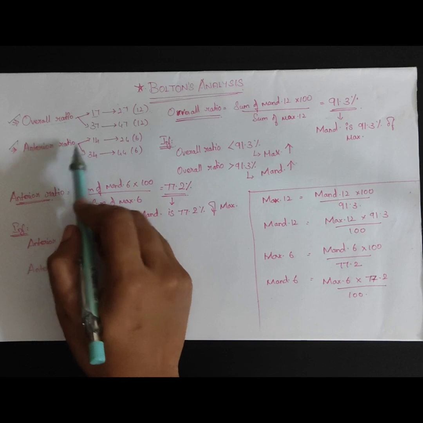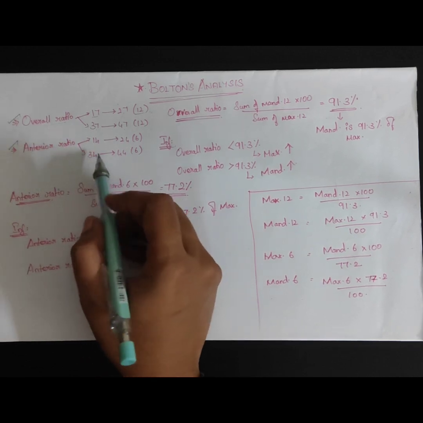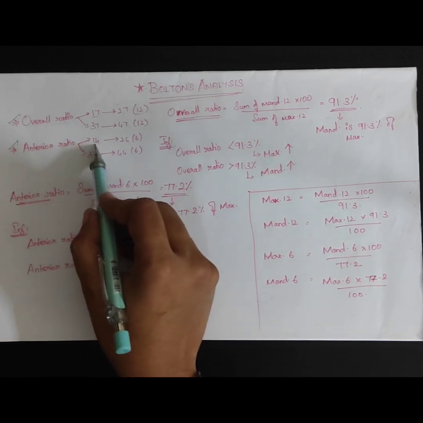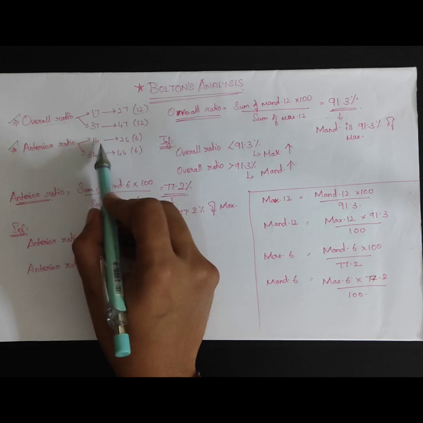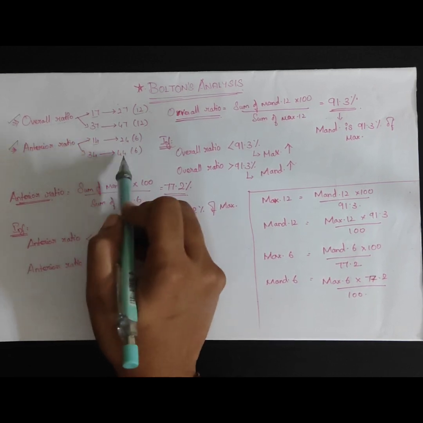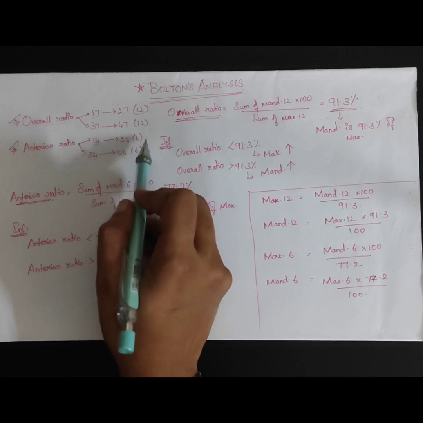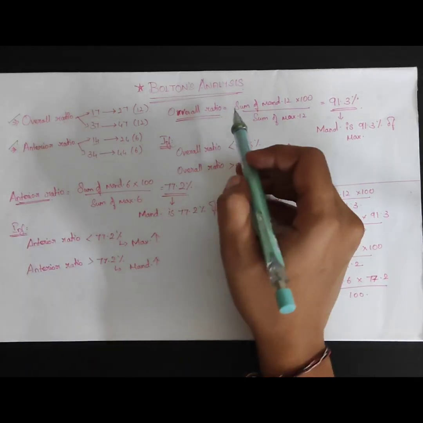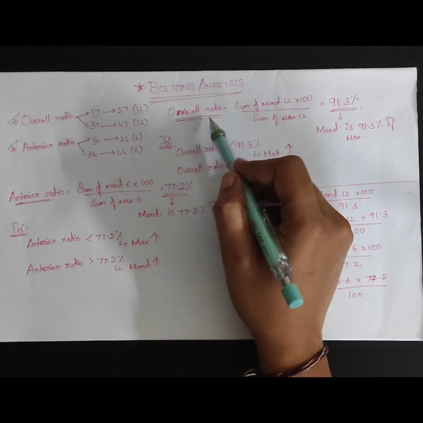For anterior ratio, he has taken tooth that is mesial to the first premolar, permanent first premolar. So that is 14-24 in the maxilla and 34-44 in the mandible. So 6-6. So now we look into the overall ratio.